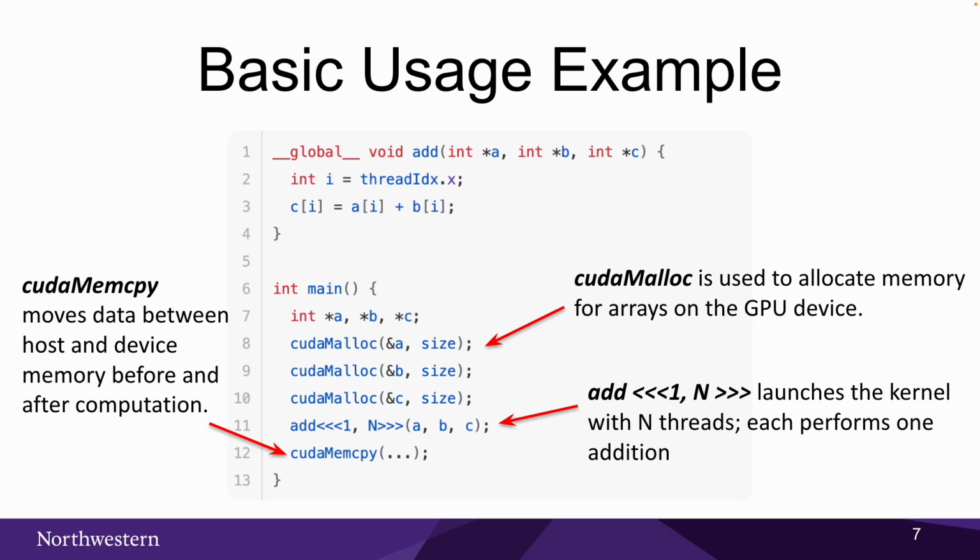Finally, cudaMemcpy is used to copy the result back from the GPU to the CPU after computation. This example shows the basic CUDA workflow: allocate memory, launch parallel work, and transfer data back. A pattern you will see most in CUDA programs, and we can also see this a lot in using MPI.